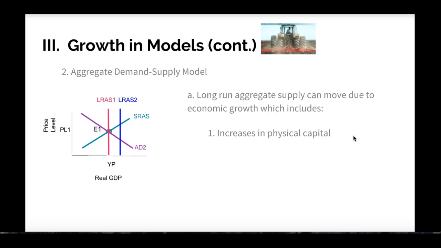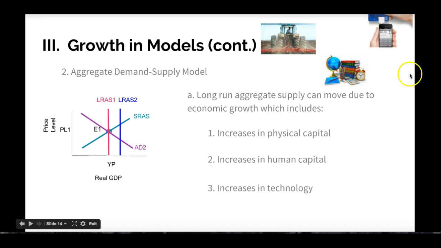And so things like, for example, remember our tractor? Or increases in human capital, so things like education. Or increases in technology, so like our little swiper up here, right? Either way, notice that what happens is that our long-run aggregate supply curve shifts, and now we have a new potential GDP. And so what happens then is that when this moves in the long run, if this is still our short-run equilibrium, now all of a sudden we're in a recessionary gap.